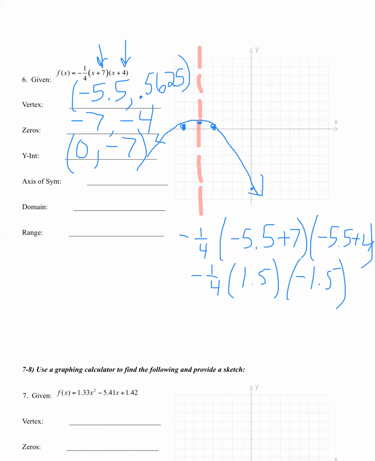Axis of symmetry, I already know it. X equals -5.5. Domain is all reals, like always. And then my range, since it's going down, this is going to be y is less than or equal to my highest point, which is that 0.5625. And that's it.